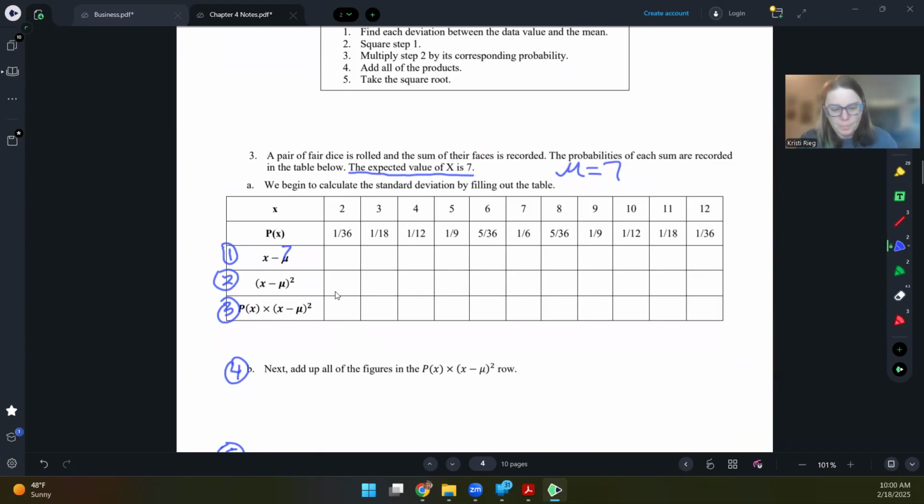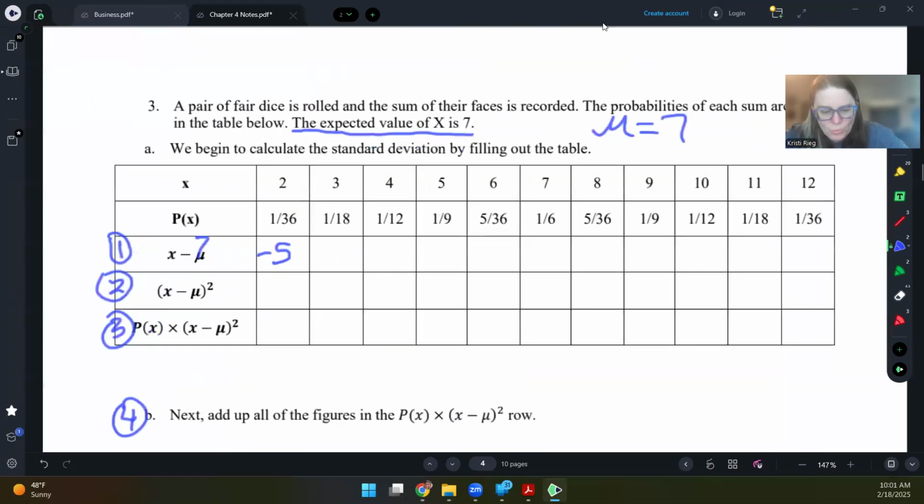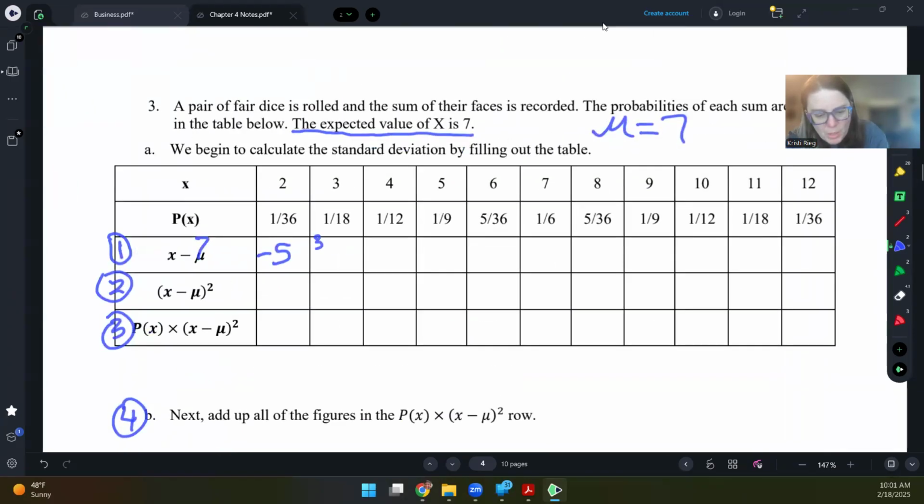Okay, so first off, step 1 is the deviation between the data value and the mean. So this is 2 minus 7. It's going to be really hard for me to write what it is. I can write the answer, but maybe if I make it bigger. Let's see, okay, not that hard.